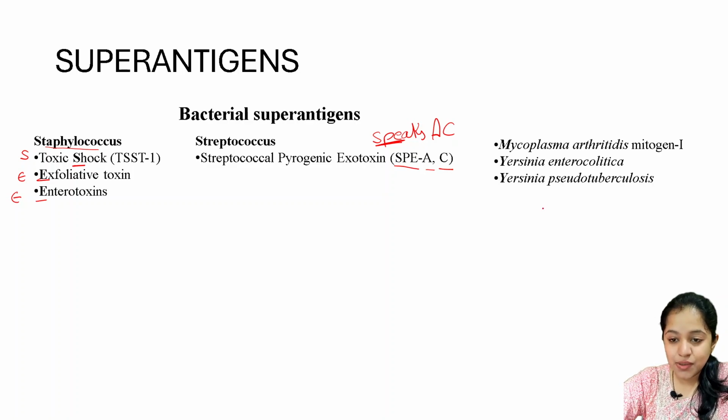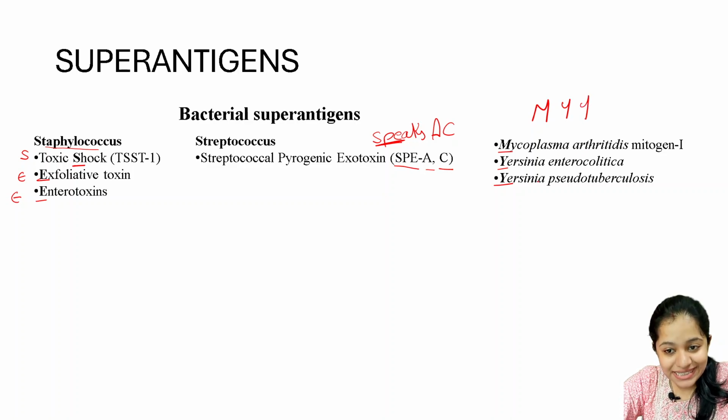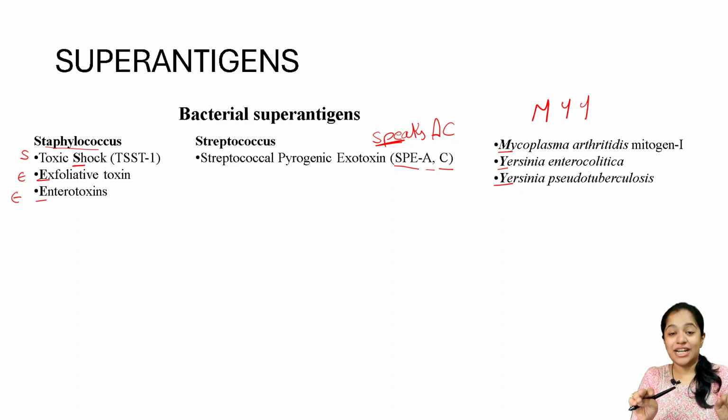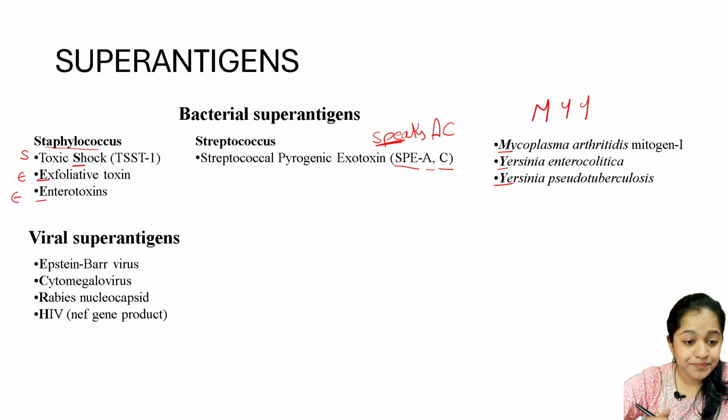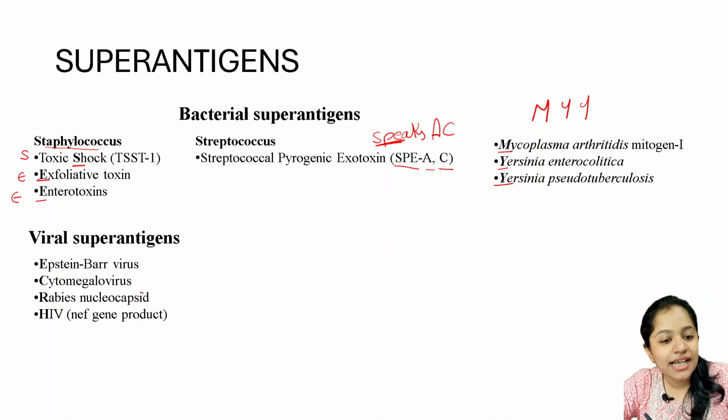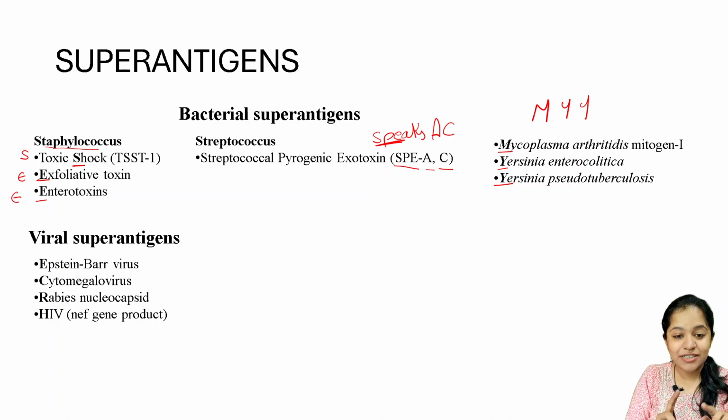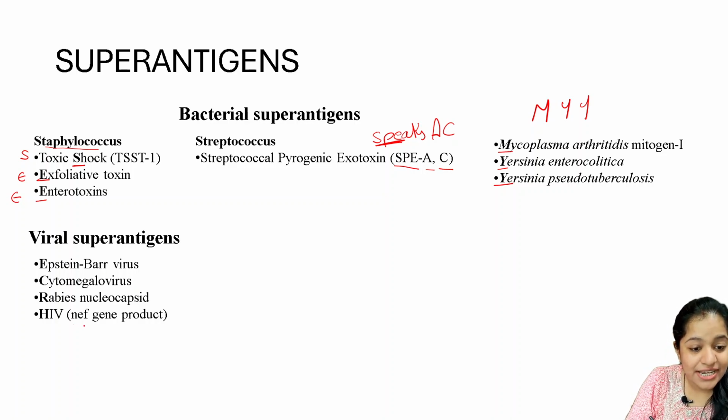Next is your Mycoplasma arthritidis mitogen, Yersinia enterocolitica and Yersinia pseudotuberculosis. Okay, this is my favorite. Remember it like my Mycoplasma, Yersinia and Yersinia. So these are the bacterial super antigens causing cytokine storm. Let's see the viral super antigens. Okay, in viral super antigens we have Epstein-Barr virus, cytomegalovirus, rabies nucleocapsid and HIV, the Nef gene product.